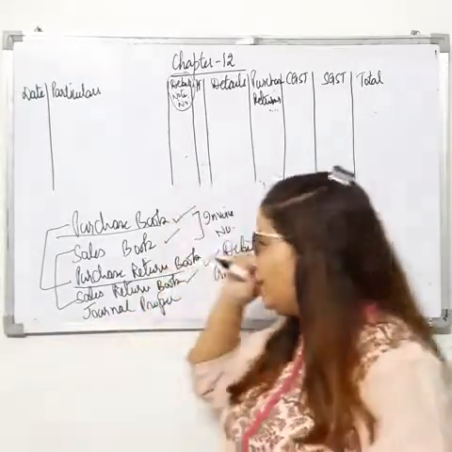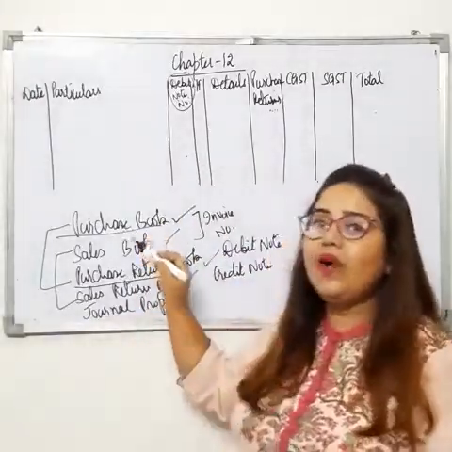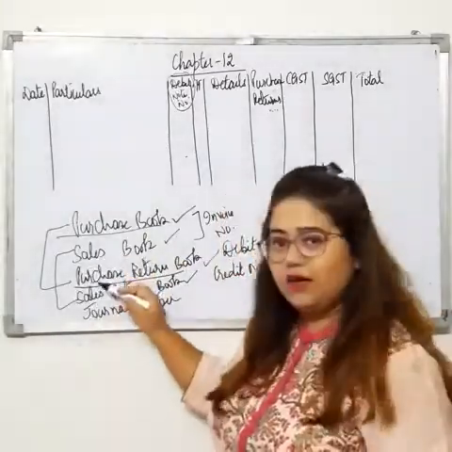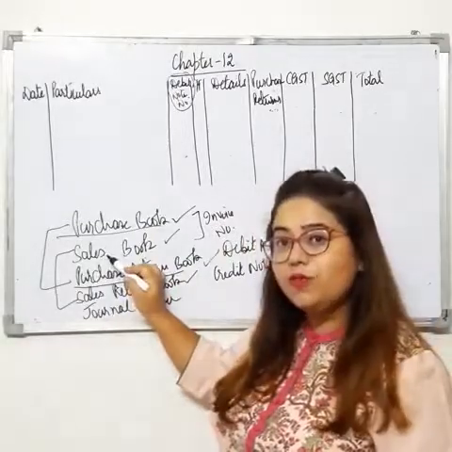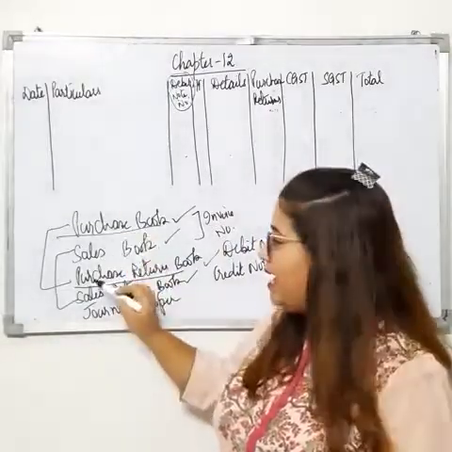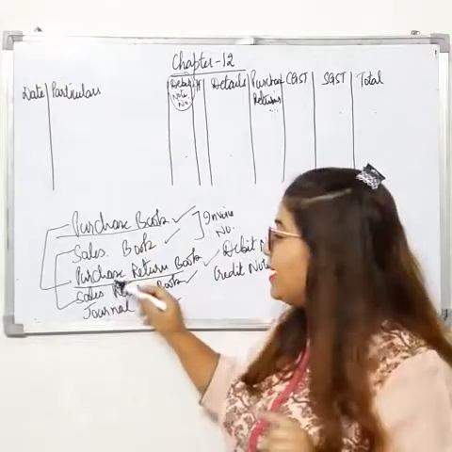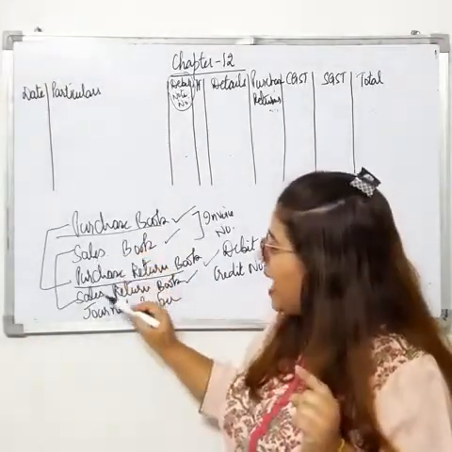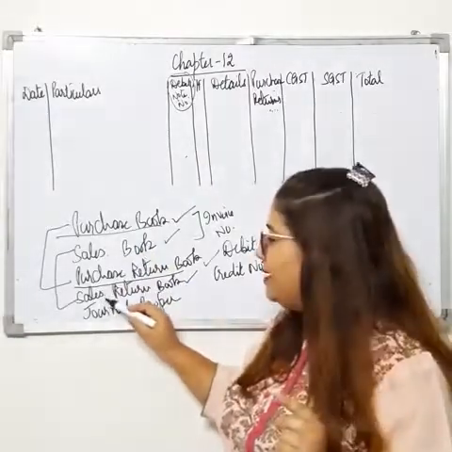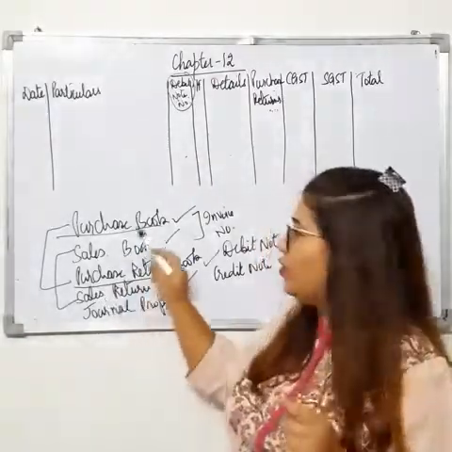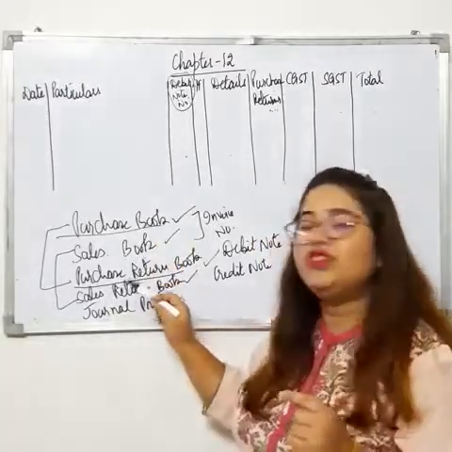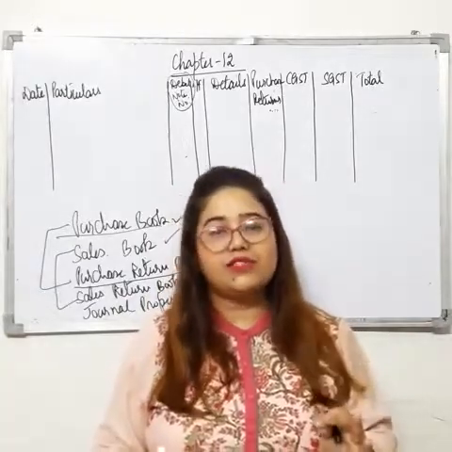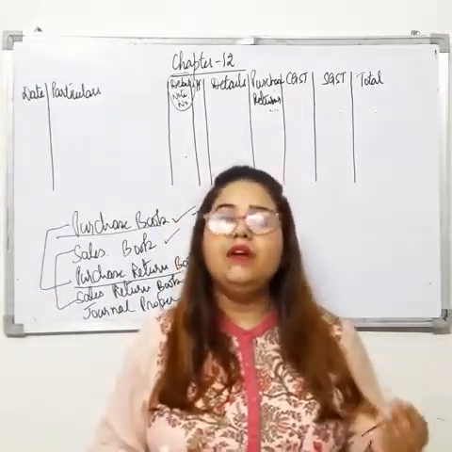That thing is, if you are maintaining a purchase book, then you have to consider only and only purchases. No sales, no returns. If you are maintaining a sales book, then you have to ignore purchases and returns. If you are maintaining a purchase return book, then you have to ignore purchases, sales and sales return. And if you are maintaining a sales return book, then you have to ignore purchases, sales and purchase return. Means whatever book you are maintaining, you have to record transactions according to that particular book only.